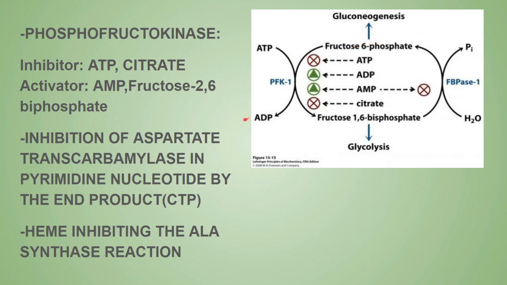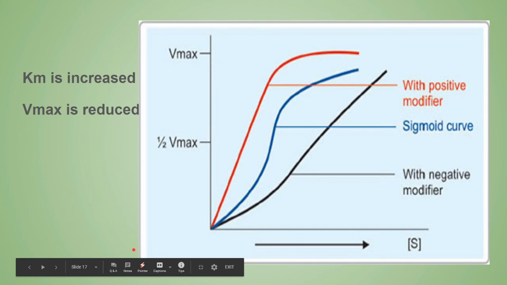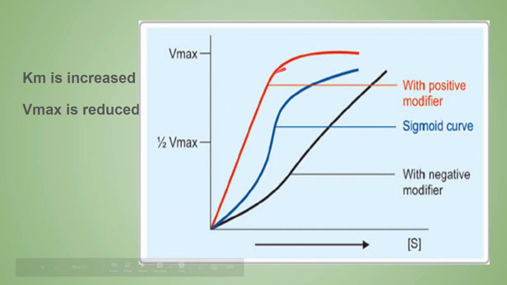The other examples are the inhibition of aspartate transcarbamylase in pyrimidine nucleotide synthesis by the end product CTP, as well as heme inhibiting the ALA synthase reaction. Now, as you can see over here, this is a graph of this. With the positive modifier, the reaction will go in the upward direction with further increment in the rate of reaction, while with the negative modifier, it will be less. Over here the Km is increased and so the affinity is decreased and the Vmax is reduced.